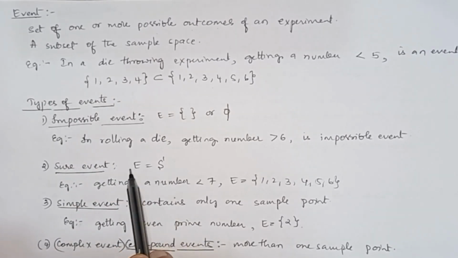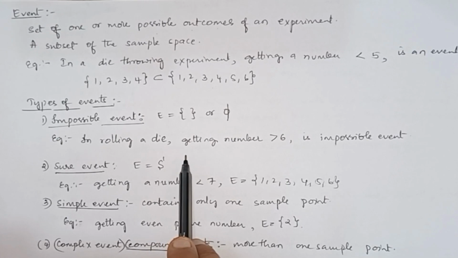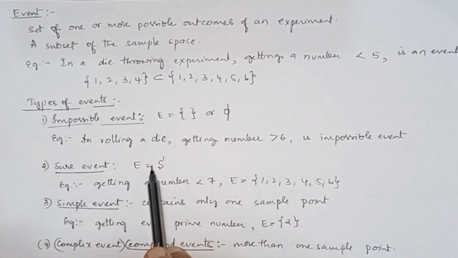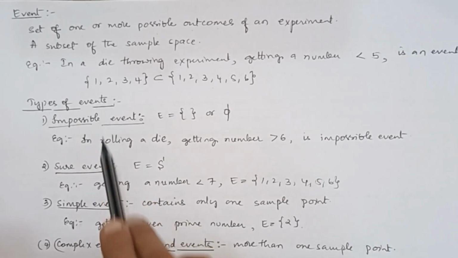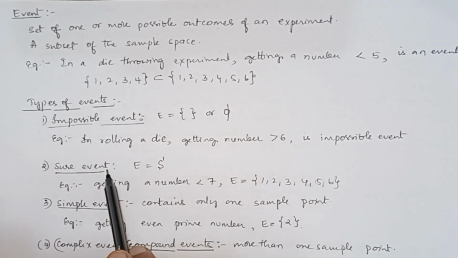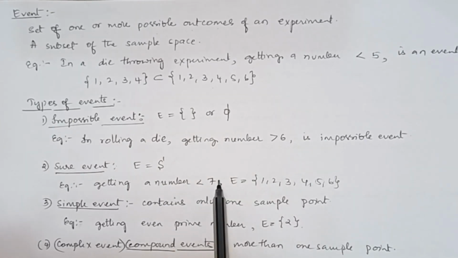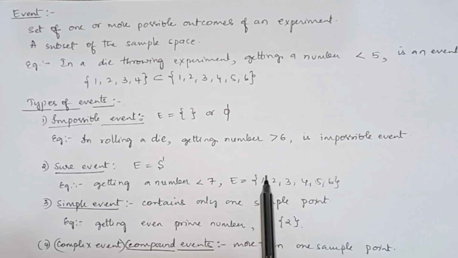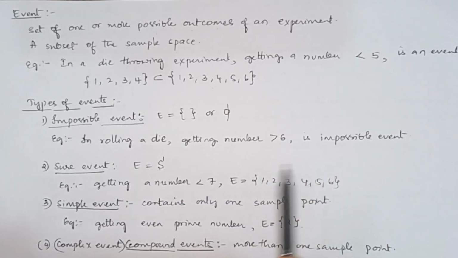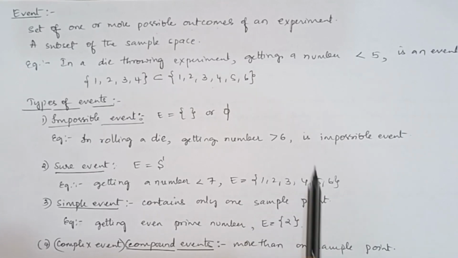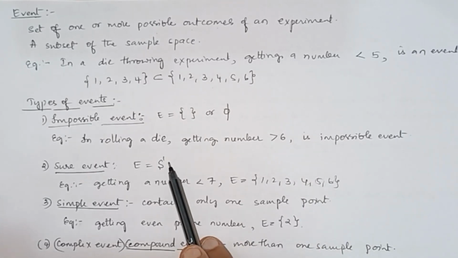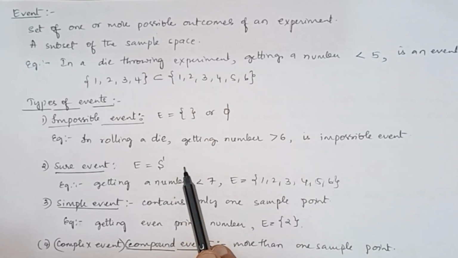What is a sure event? Sure event means it corresponds to the whole sample space. That means E equals S, because every set is a subset of itself, due to which you have these events: impossible event and sure event. For example, getting a number less than 7. This is an event. So when you write this event, you will have a number on a die less than 7 as 1, 2, 3, 4, 5, 6. Hence, this corresponds to the whole sample space of the random experiment. So this is a sure event.